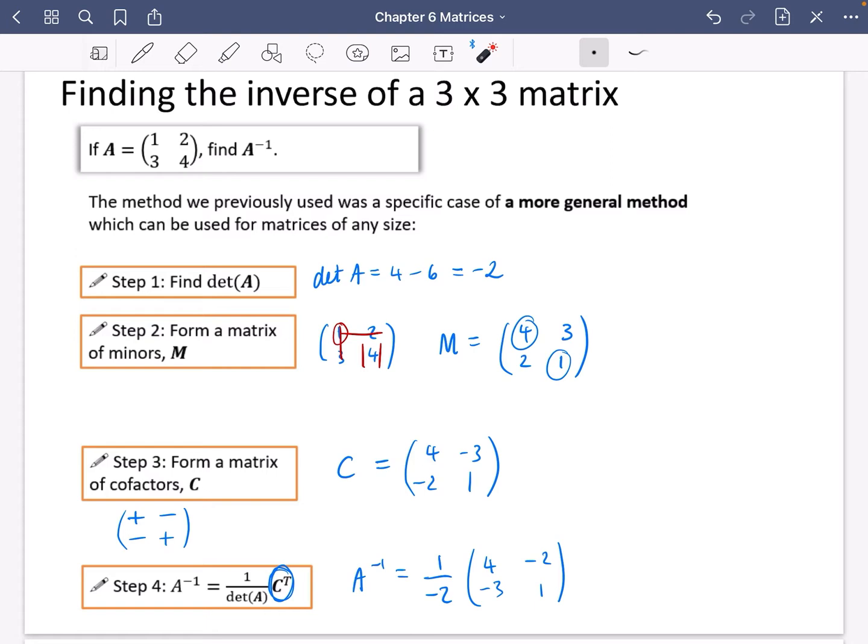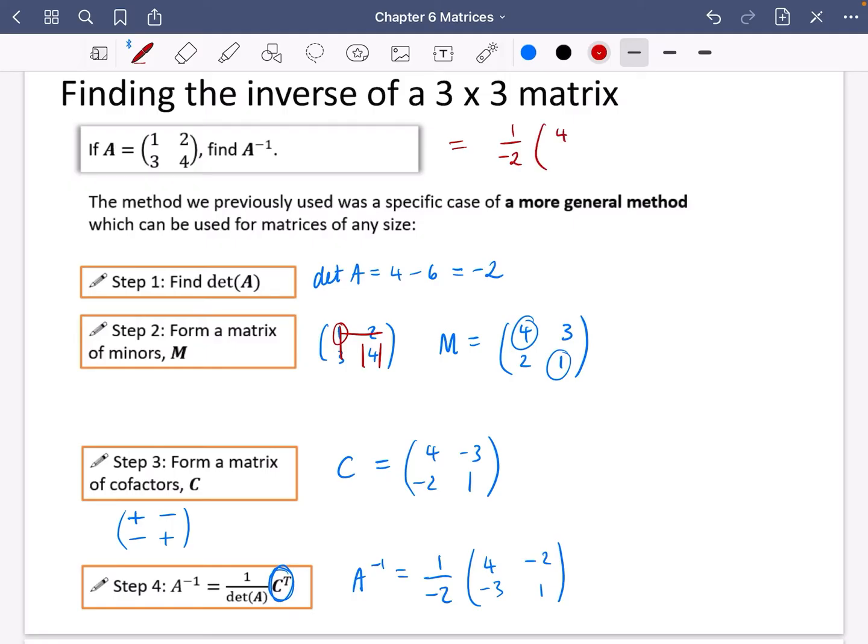You then change it so that any of them that lay in the negative parts have to negate, like this. And then the last stage is to do 1 divided by the determinant multiplied by the transpose of that previous one. Now let's just check if this would have given us the same in our kind of normal way of doing this. Well, it would just be 1 divided by the determinant.